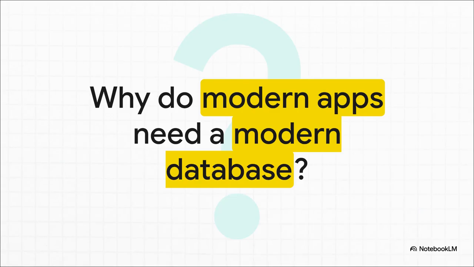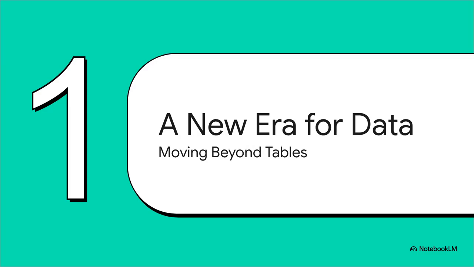So let's start with the most fundamental question of all. Why did we even need a different kind of database in the first place? I mean, what was wrong with the ones that basically powered the internet for decades? The short answer is, well, everything changed. The way we build apps, the kind of data they create, it looks nothing like it did before. And this shift really kicked off a whole new era for data.